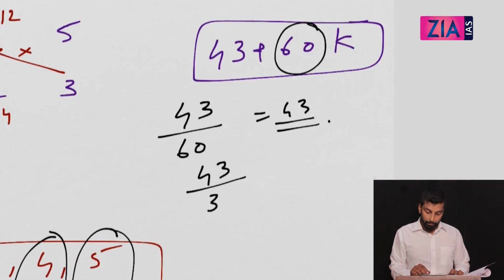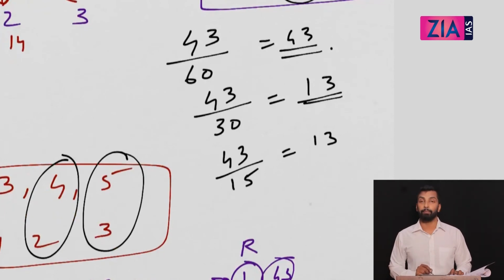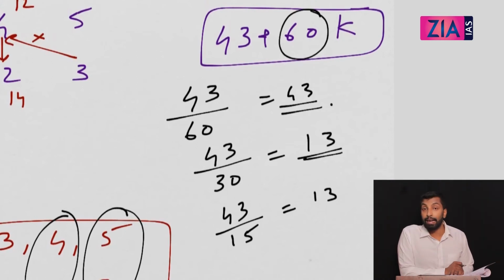You can divide by 30 and see remainder 13. What if divided by 15? 15 is also a factor of 60. So you can divide 43 by 15, you can write 13 as a remainder. I hope this is clear for you. You can divide by 20 because 20 is a factor and you can write 3 as a remainder.